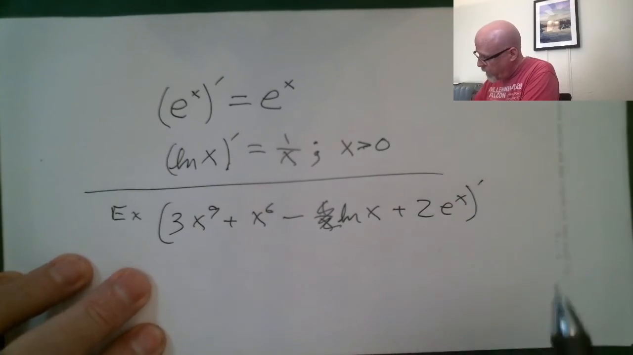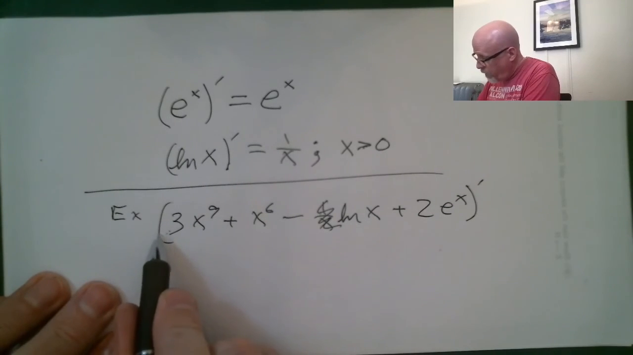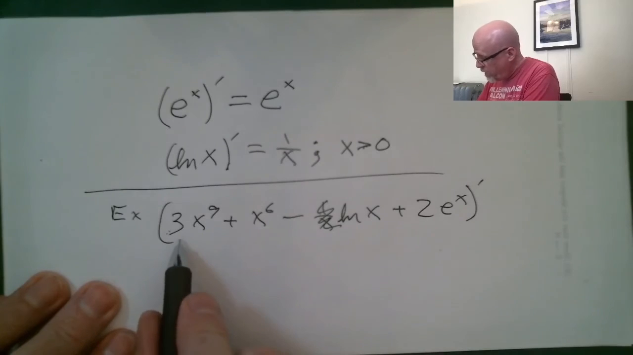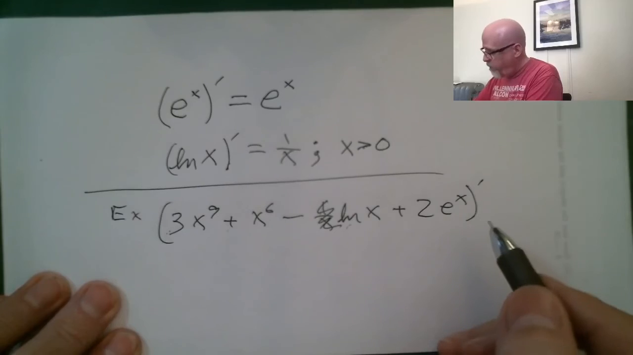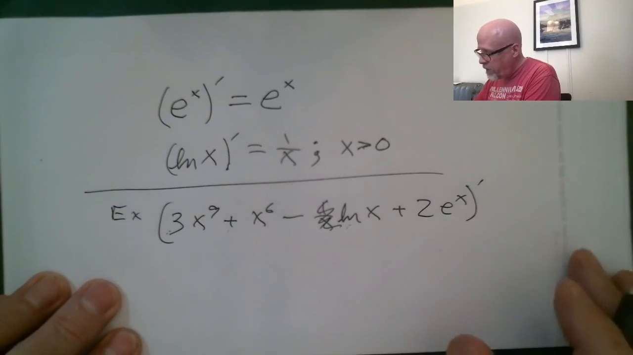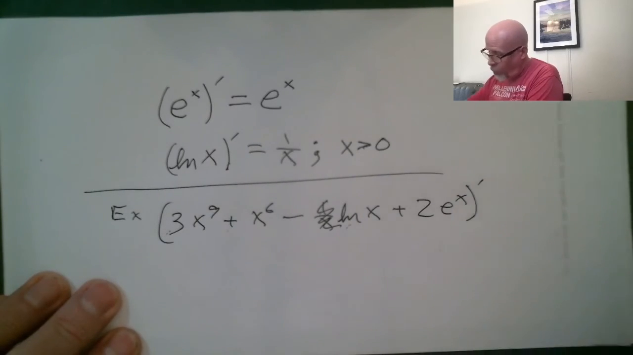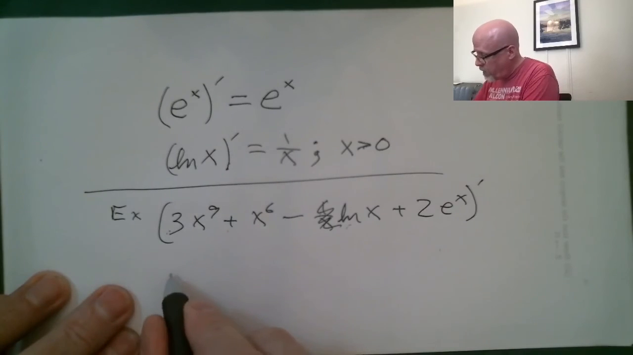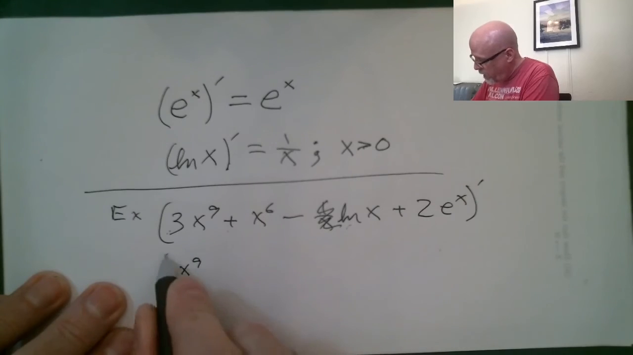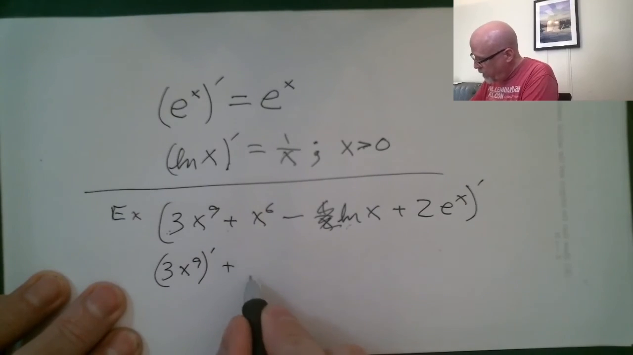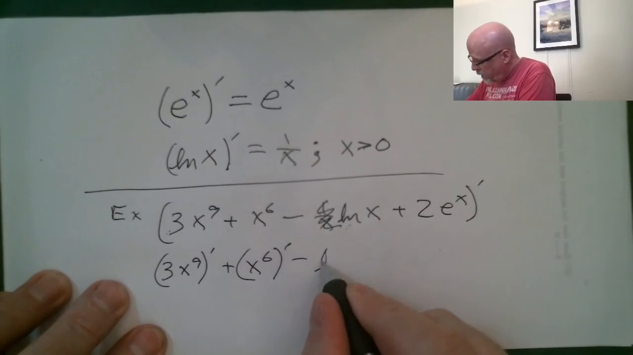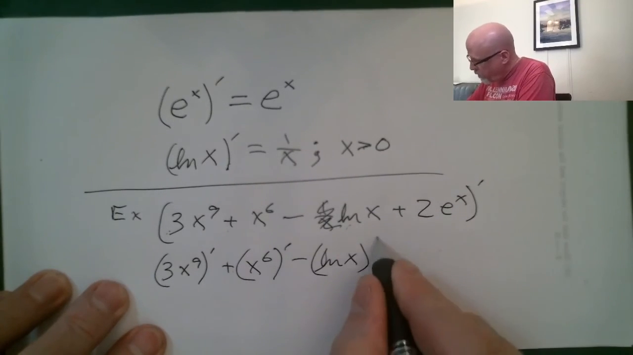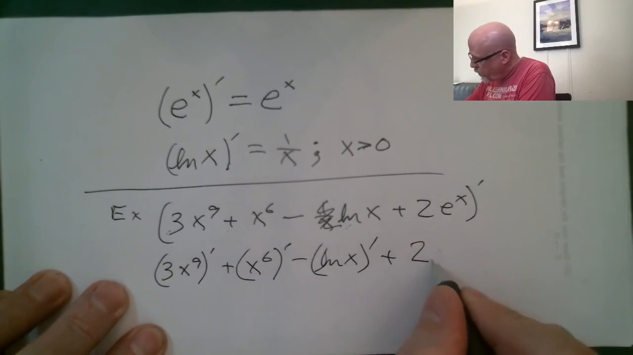Not a problem. First of all, the overall picture here is we've got a function plus another function minus another function plus a fourth function. These things are separated by pluses and minuses, and the derivative works just fine on it. It distributes across the pluses and minuses. So you can write this as 3x to the 9 prime plus x to the 6 prime minus ln of x prime plus 2e to the x prime.